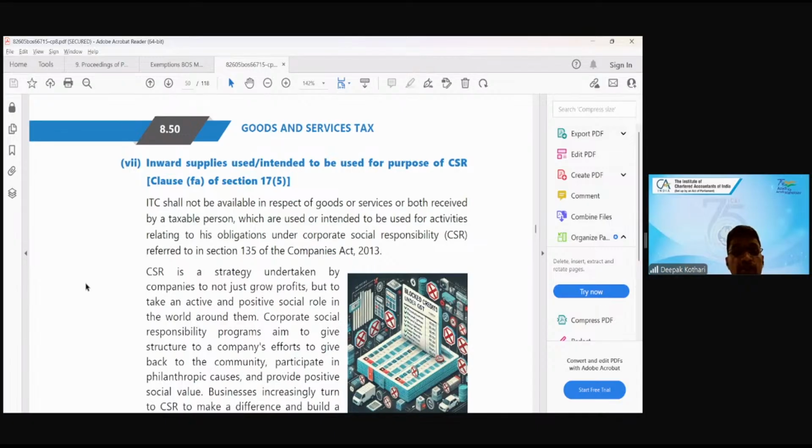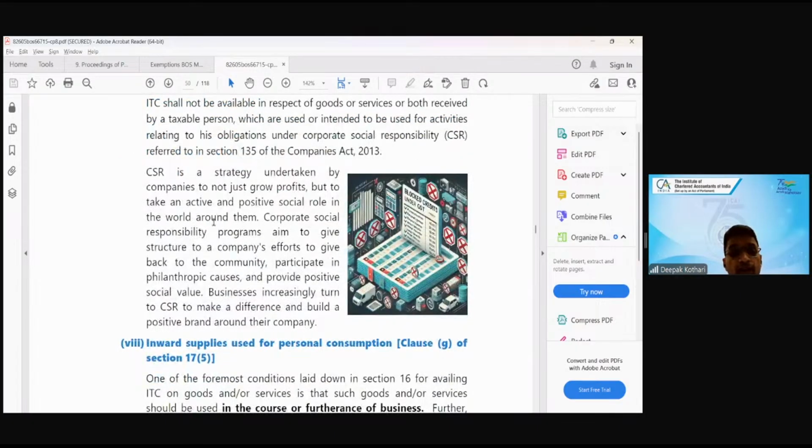Why? Because CSR is a strategy undertaken by companies to not just grow the profits, but to take an active and positive social role in the world around them. So the corporate social responsibility programs aim to give structure to a company's efforts to give back to the community and participate in philanthropic causes and provide positive social value. And businesses, what are they doing? Businesses are increasingly turning to CSR to make a difference and build a positive brand around their company.